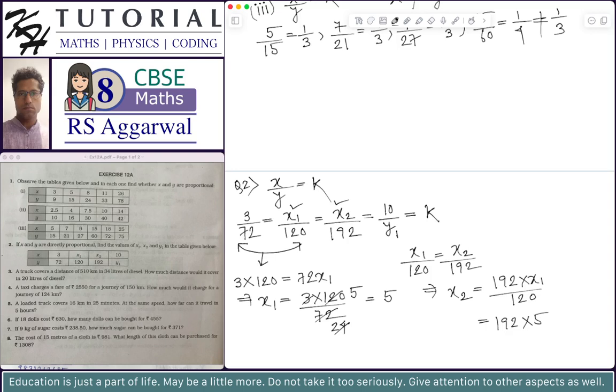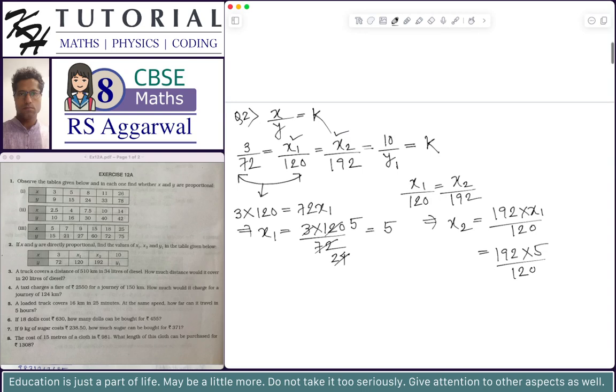So this is 192 multiplied by 5 divided by 120. Now 5 divides 120 with 24, and 24 divides 192 with 8. So x2 is equal to 8.